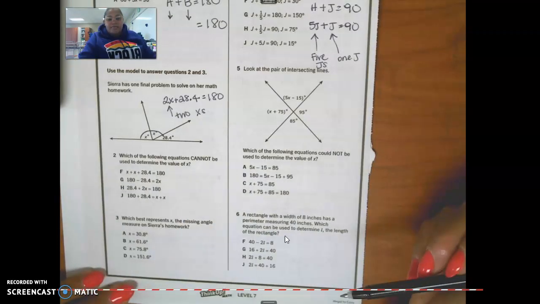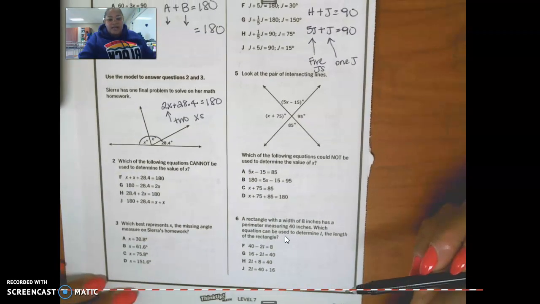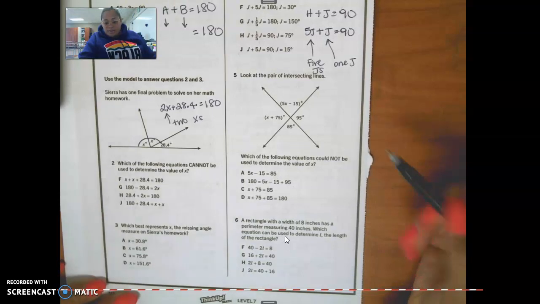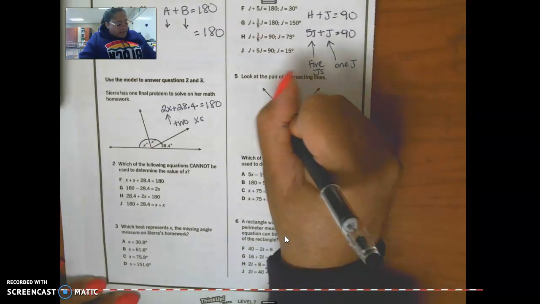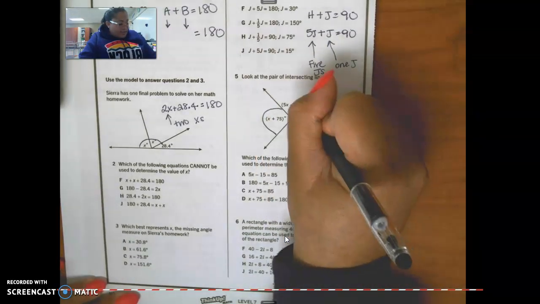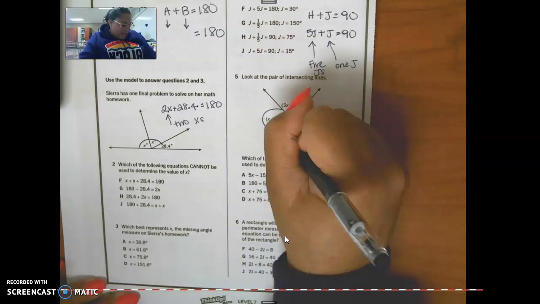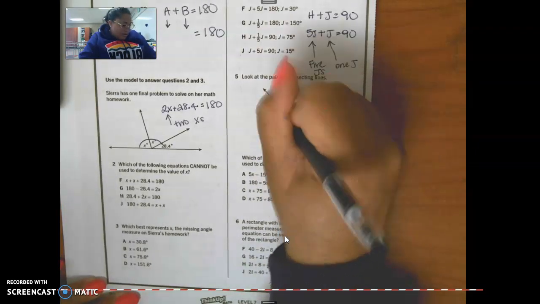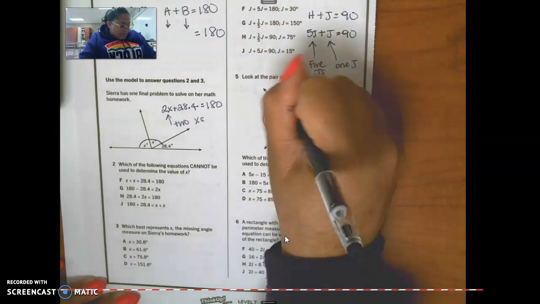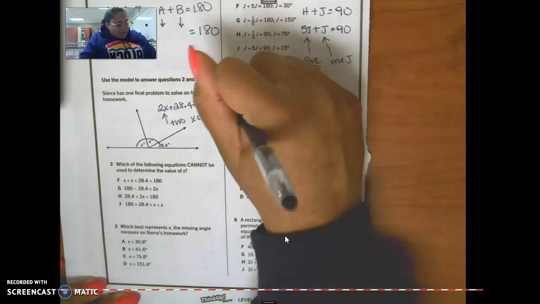Number 5. Look at the pair of intersecting lines. Which of the following equations could not be used to determine the value of x? So this angle is the same as this angle, and this angle is the same as this angle. Set them equal to each other.